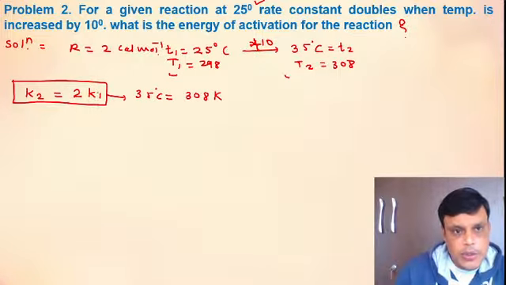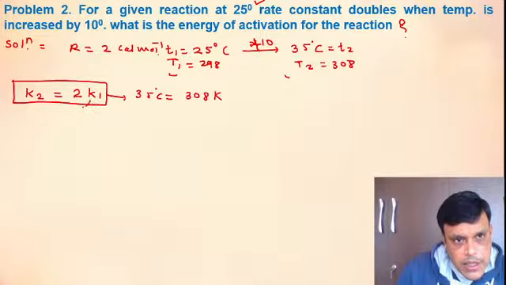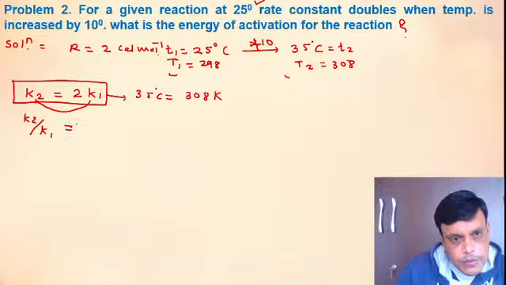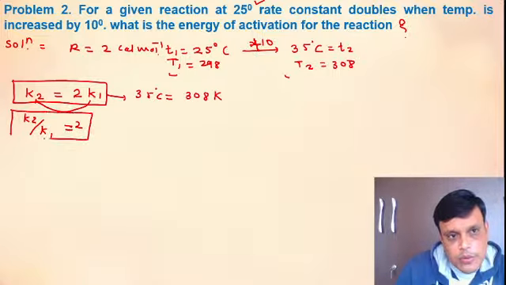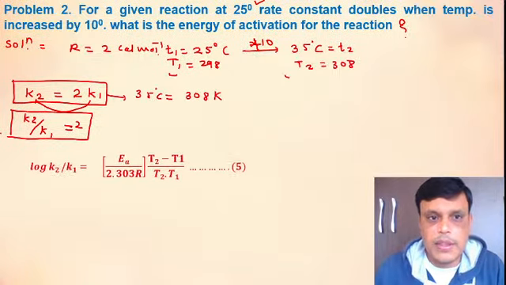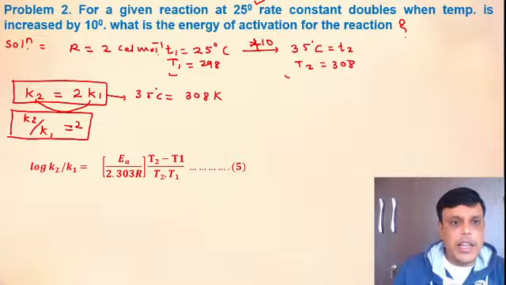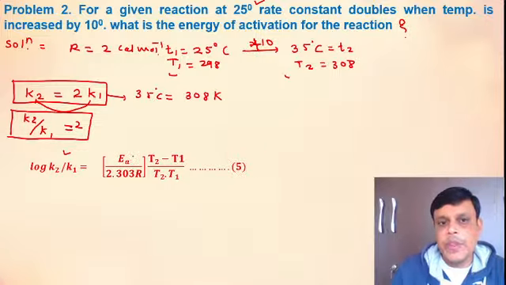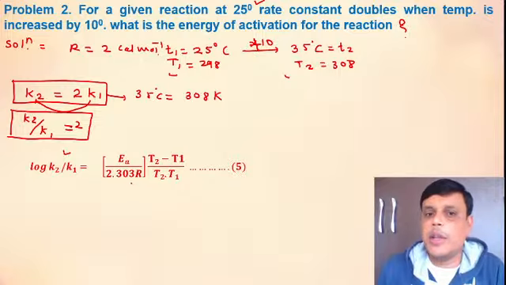So for example, if you transfer this K1 here, it will become K2 by K1, which is equal to 2. This ratio K2 by K1 is given to you. Now you know that equation, this is our very famous equation: log K2 by K1 equals EA by 2.303 R into T2 minus T1 divided by T2 into T1.